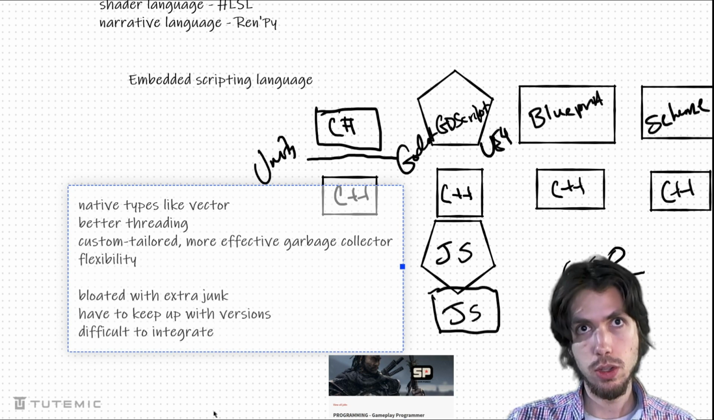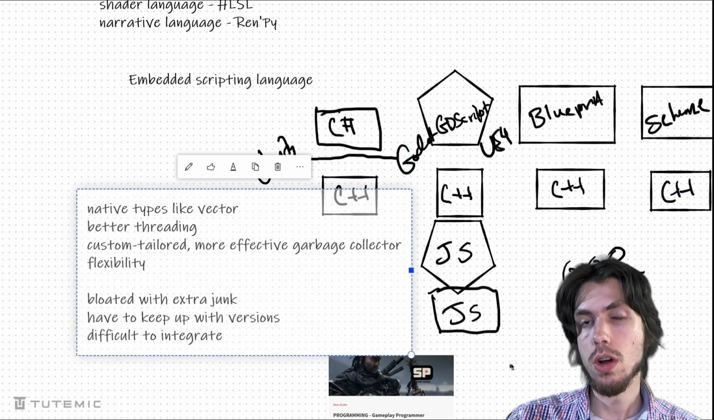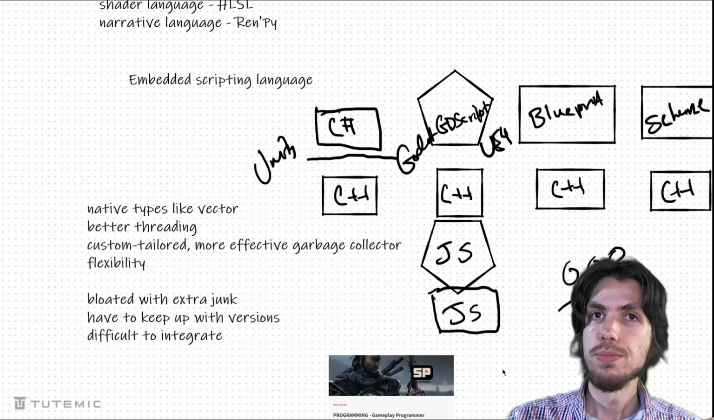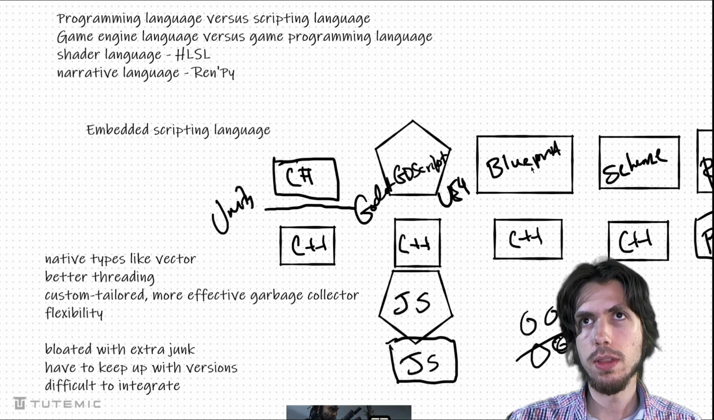So there are reasons, as you can see, why you would use an embedded scripting language. You would write your own programming language specific for the game engine. And as you can see, maybe this is the way to go. But then what the heck about Unity, right? So Blueprint has its own things too.